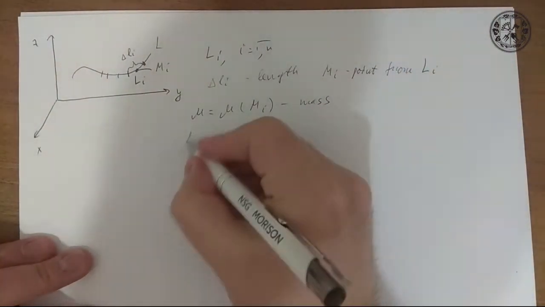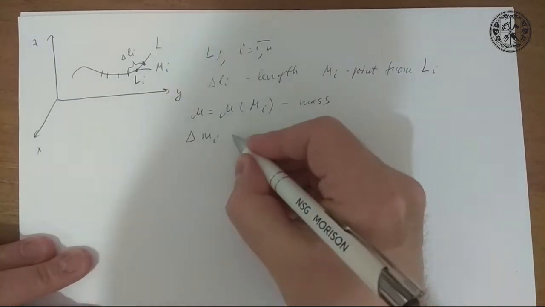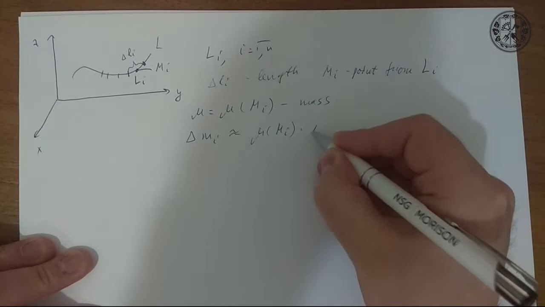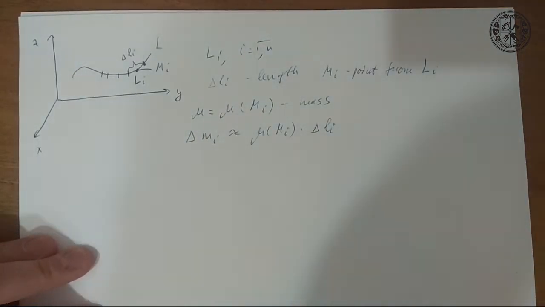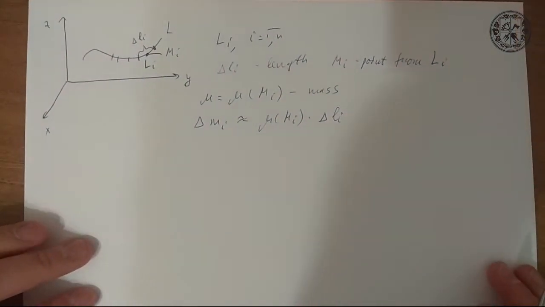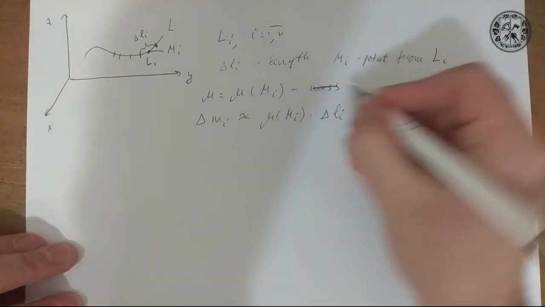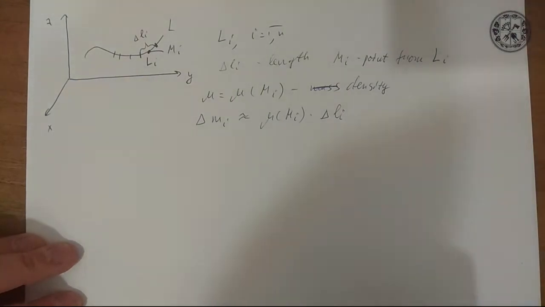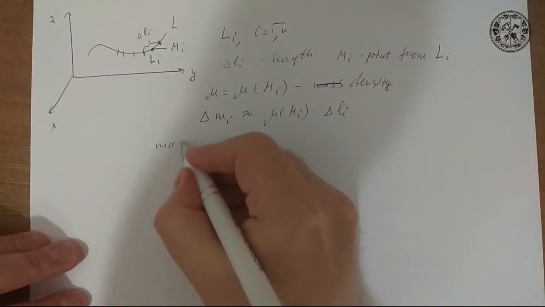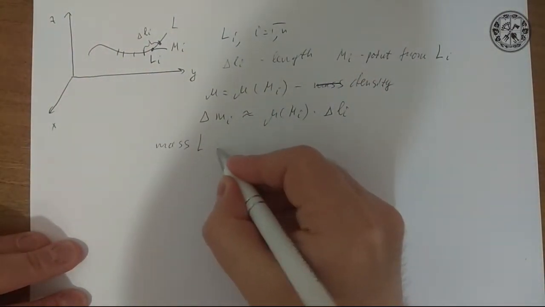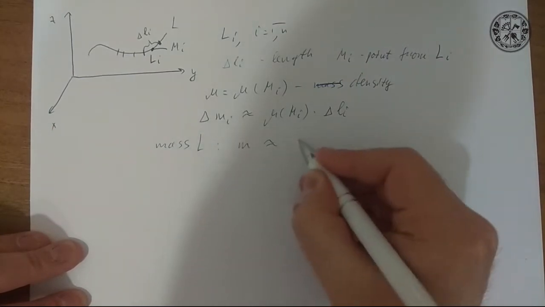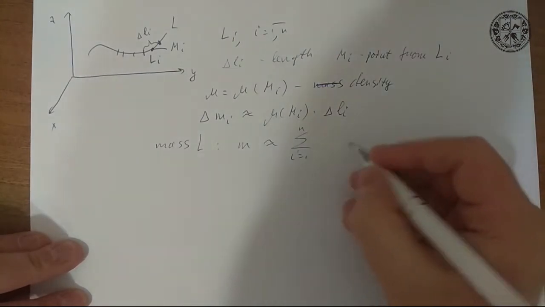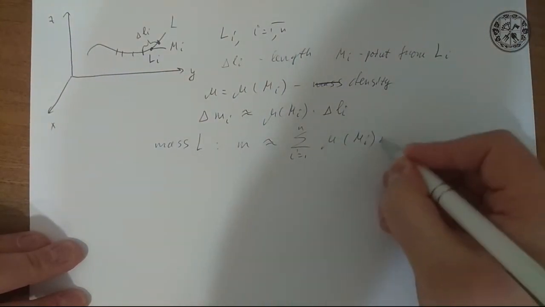So we'll get that delta Mi, mass of one element, will be mu of Mi multiplied by delta Li, by length. Here not mass but density. Then mass of all the curve will be approximately sum from i=1 to n of mu of Mi delta Li.